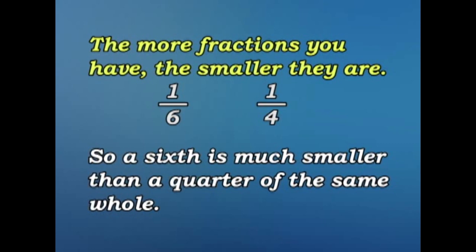If you have something and you cut it into 4 parts, or you have the same thing and you cut it into 6 parts, obviously the one you cut into 4 parts, the parts are going to be bigger than the one you cut into 6 parts. So even though 6 is a higher number than 4, a sixth is smaller than a quarter. Let's have a look at that together.